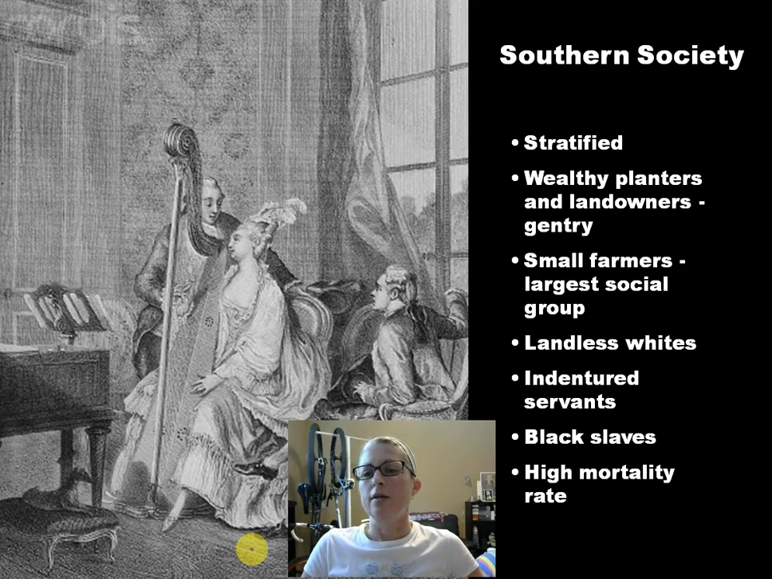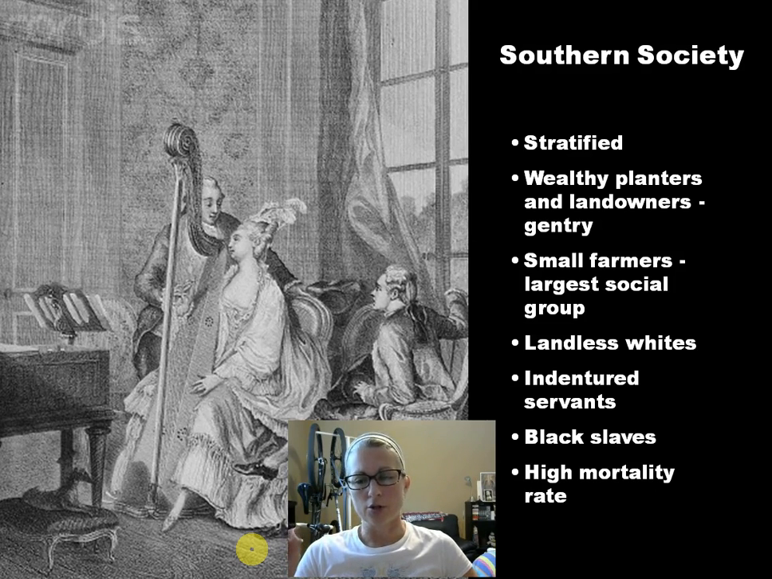Looking at Southern society, very hierarchical, stratified, and I have kind of a list of who's on top and who's on the bottom. So of course on top of society would be your wealthy planters, landowners, your gentry class. Right below them would be your small farmers, that's the largest social group in the South. And this is actually an important point that I want to make now, and I'll say this several times as we go through this all the way through the Civil War. The vast majority of people in the South did not own slaves. So it's a small percentage.